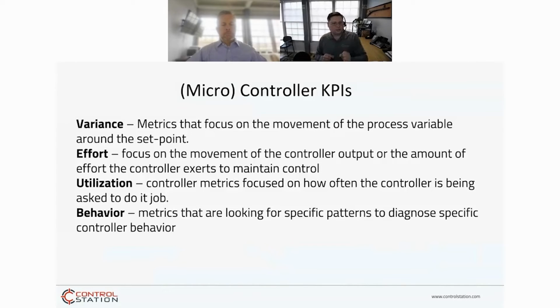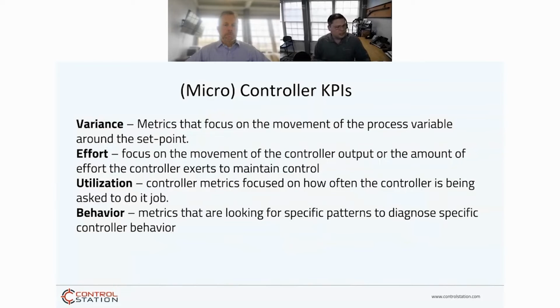Things like variance, right? What is the variance of a controller? What's the variance of a process variable? What's the variance of your piece of equipment? What's the effort, right? How hard is something working to maintain control? How hard is a piece of equipment working to maintain control, right? Is your steam system working twice as hard today as it was yesterday? Are your valves moving around twice as much, right? Is everything requiring a lot more effort to maintain that low variance?